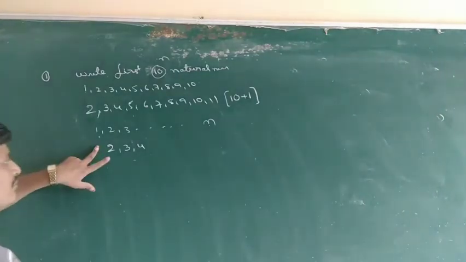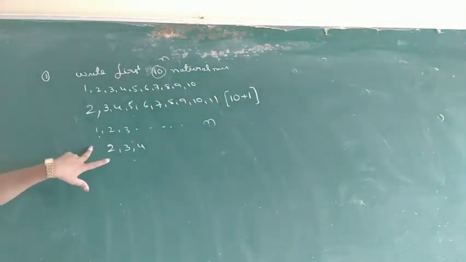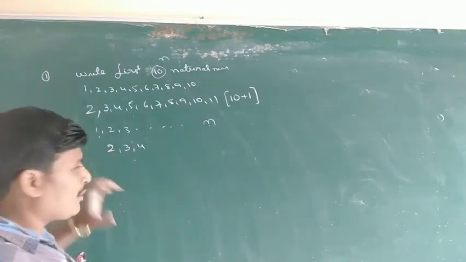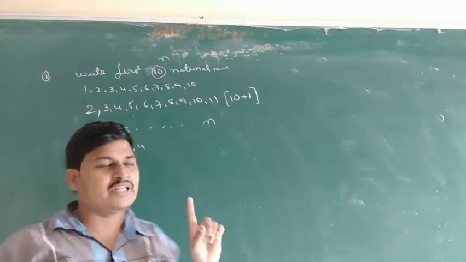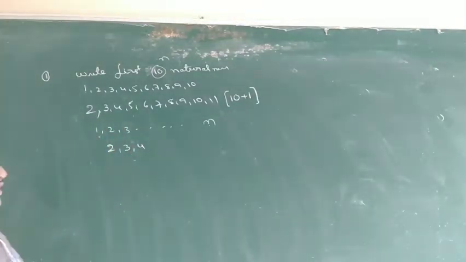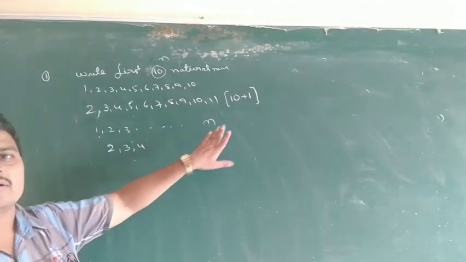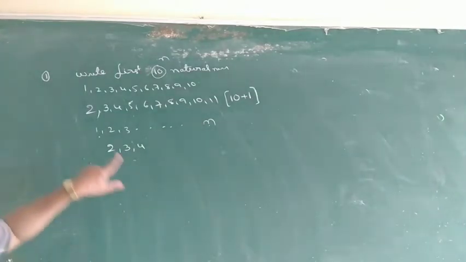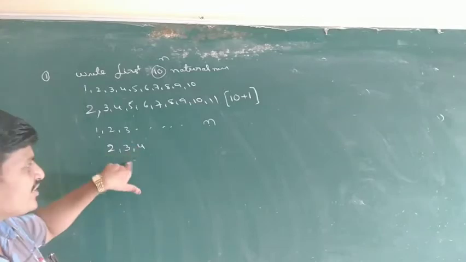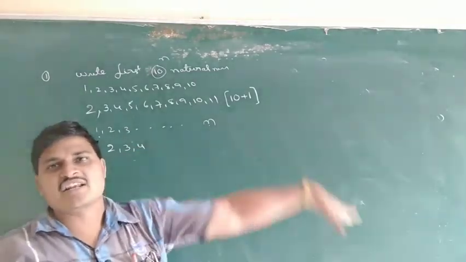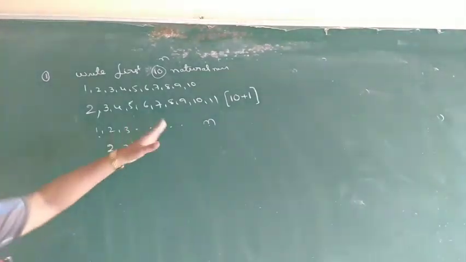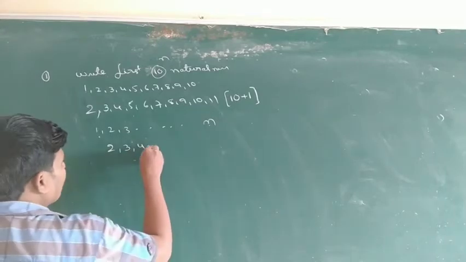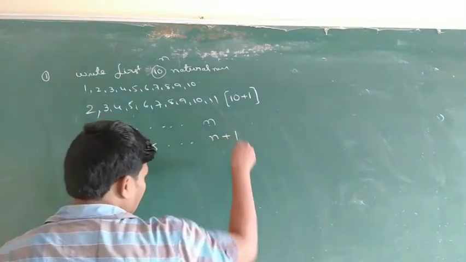Understand? With starting number 2, 1 is missing. Single number missing, and that single number is covered by the last number. So you have to write one extra at the end. 1 to 10 becomes 2 to 11, 2, 3, 4, 5 and so on to n plus 1.